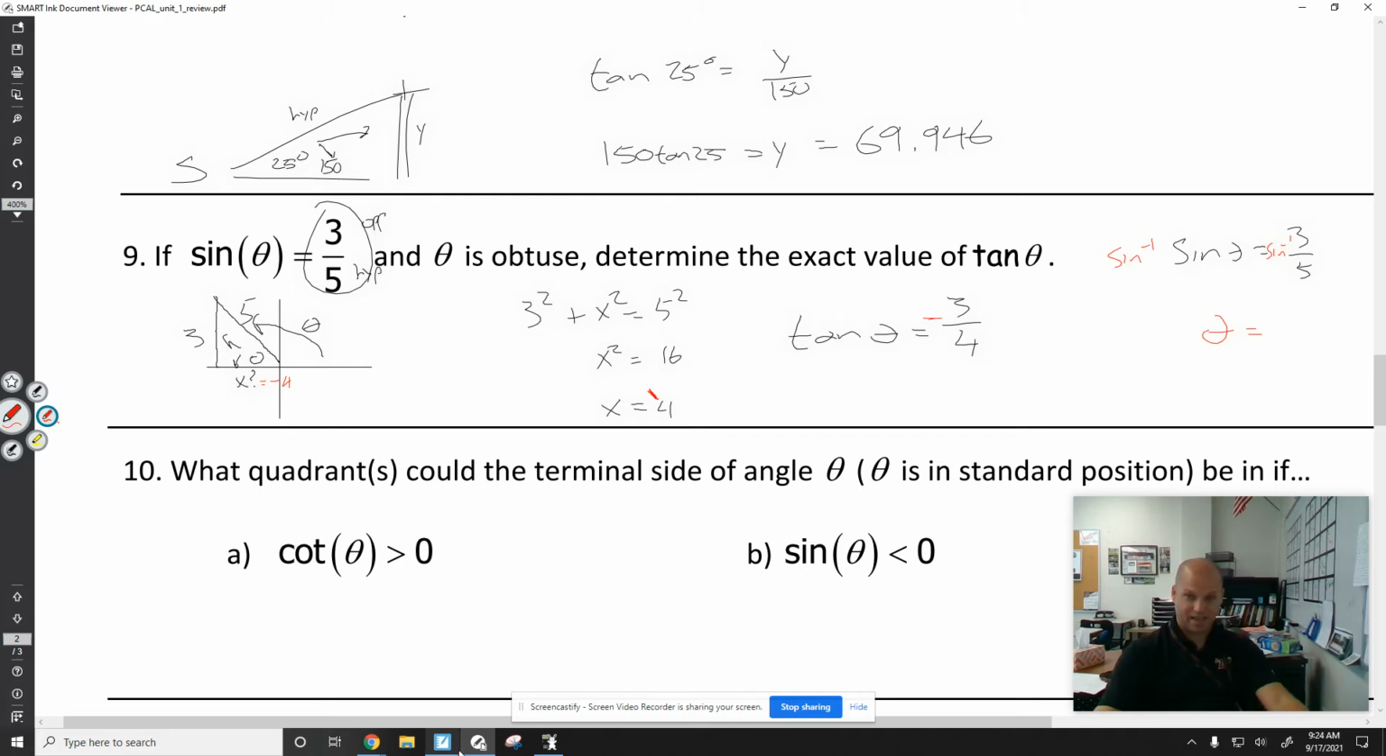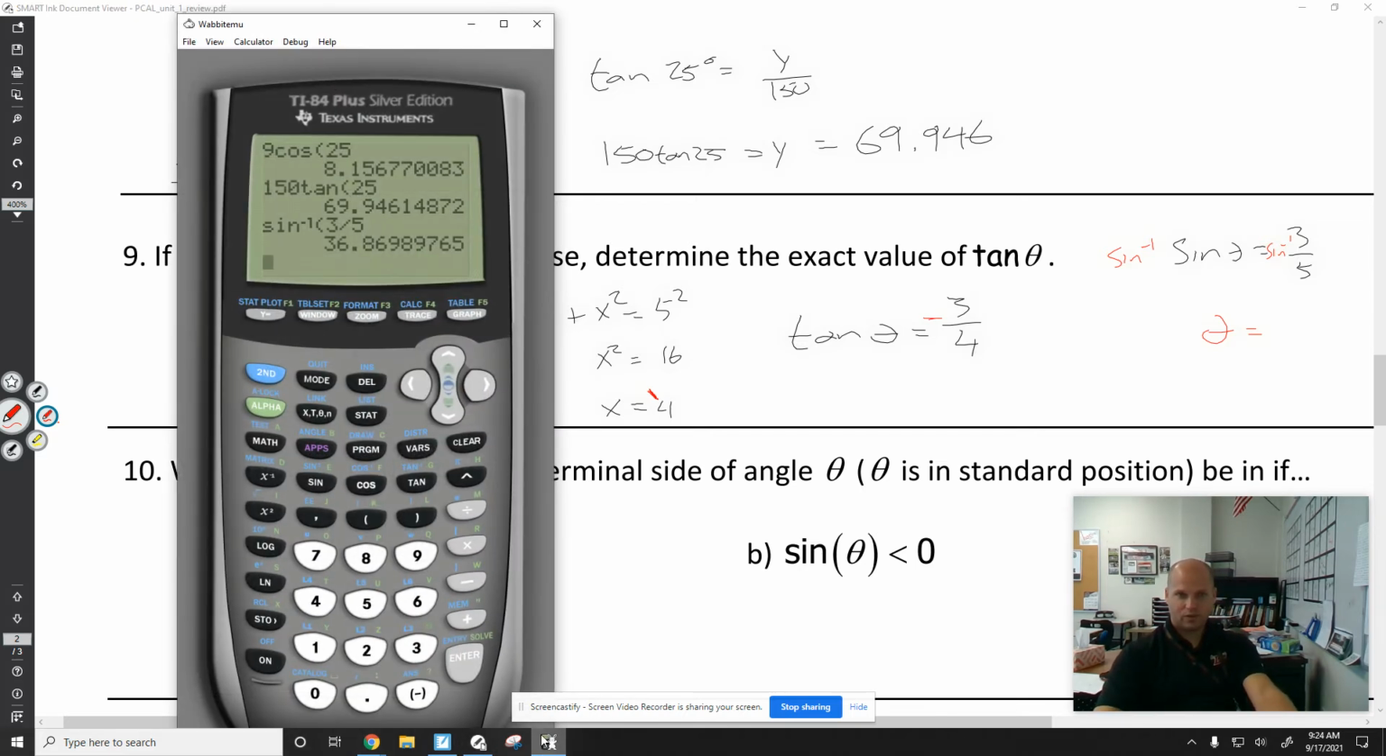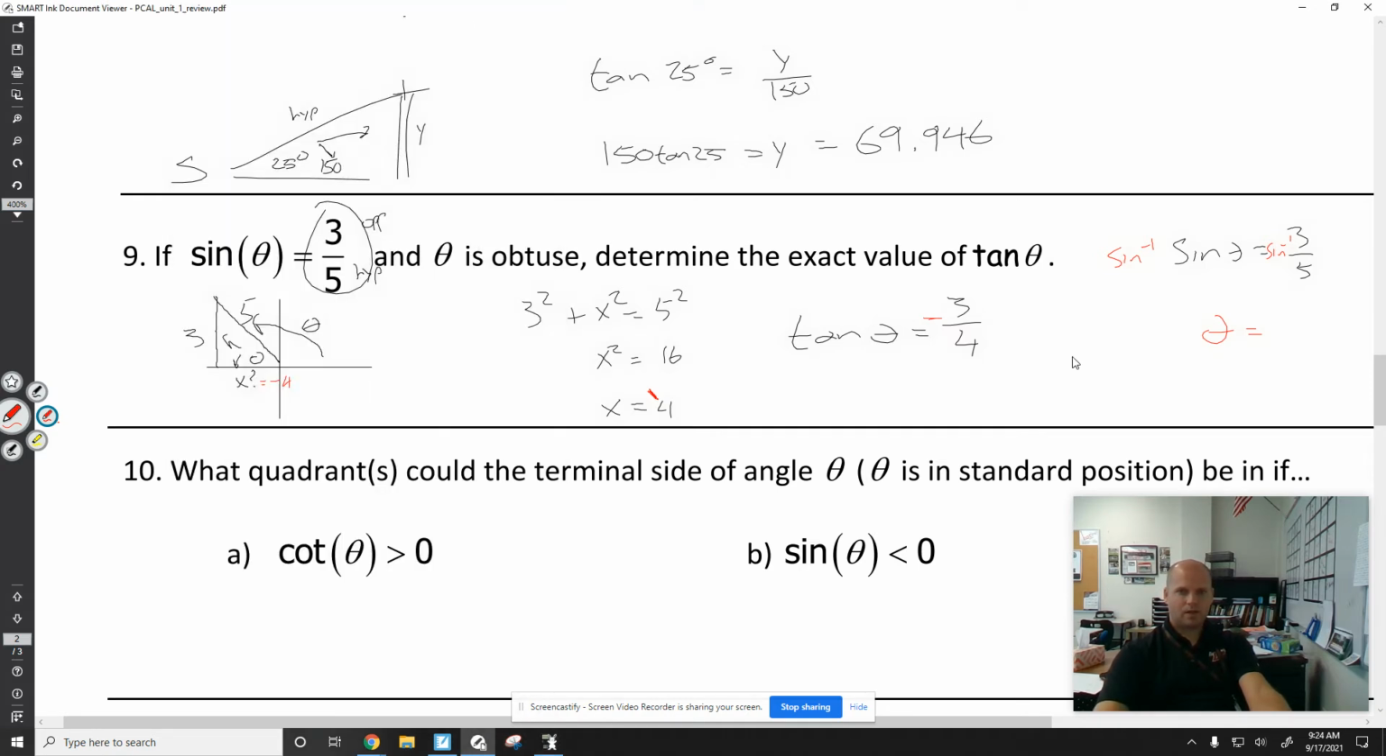Now let's see if we get that -3/4. I don't think so. I think we're going to be stuck in the first quadrant here. So if I find the tangent of that angle, it's going to give me 3/4, but it'll be positive. Yeah, there's that positive 3/4. But I want it to be -3/4 because I want the angle to be obtuse.